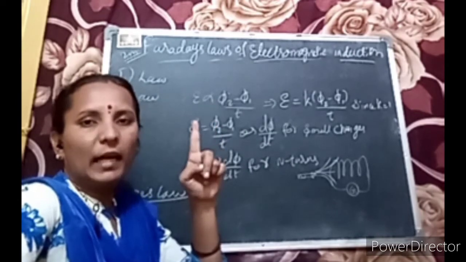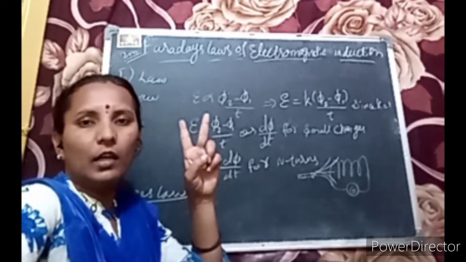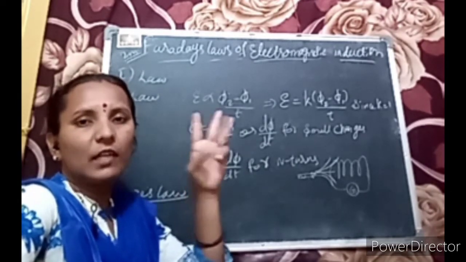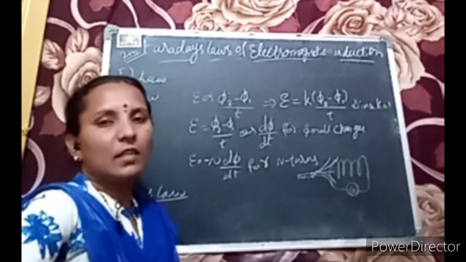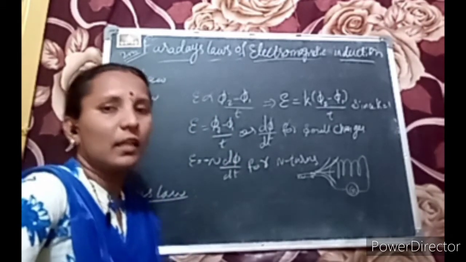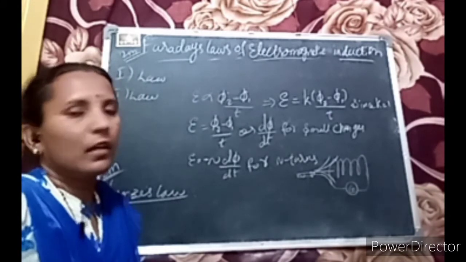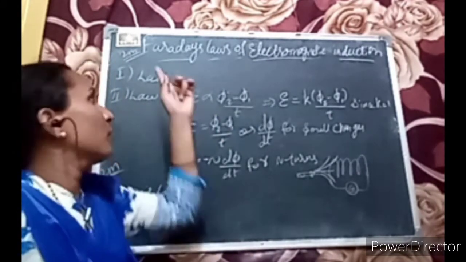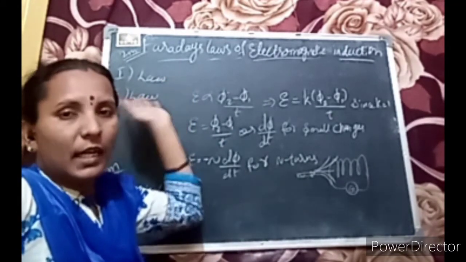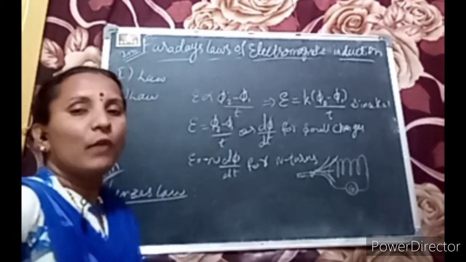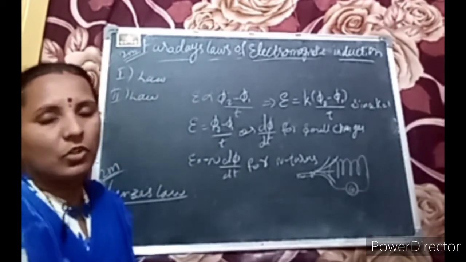Current due to a magnet, current due to a current carrying coil, and current due to sudden change in the flow of charge, that is, the plug key is used. Based on those conclusions, Faraday gives them as 2 laws. First law, these are asked for 2 marks. Faraday's first law of electromagnetic induction.